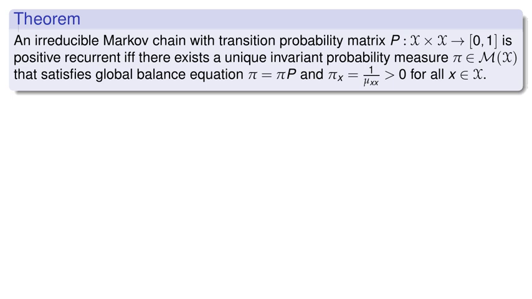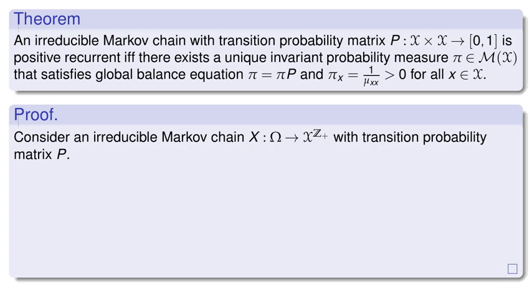Now we come to a very important theorem. An irreducible Markov chain characterized by its transition probability matrix P mapping from script X cross script X to the closed interval 0,1 is positive recurrent if and only if there exists a unique invariant probability measure pi, an element of script M of script X, that satisfies the global balance equation pi equals pi P, and for which pi sub x equals 1 over mu sub xx, the reciprocal of the mean recurrence time to state x, which is greater than 0 for all x in script X.